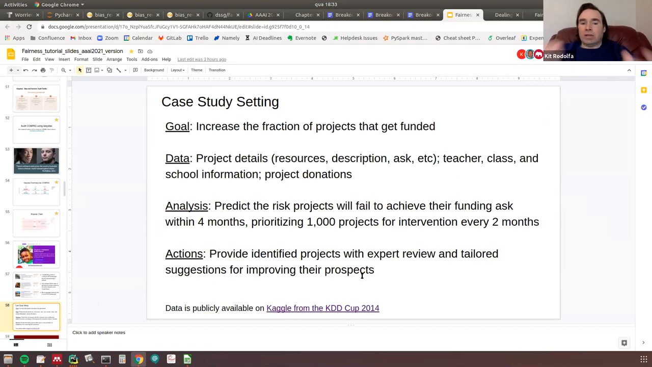Here we're again thinking about a resource constrained action, where they might have some hands-on help for these projects. So they'd identify projects to give some expert review and tailored suggestions. You might want to rephrase the way you talk about the project. Maybe you should ask for different types of resources.